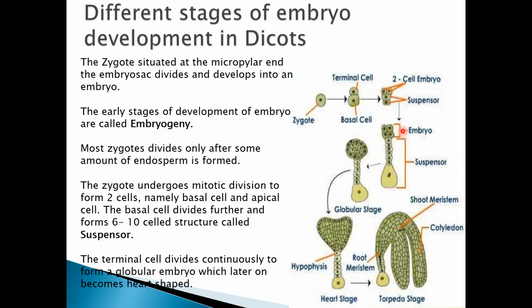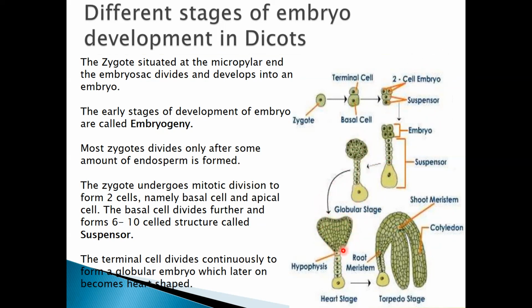Yes, so this is an embryo, this is a suspensor cell. Later what happens? It forms into a globular stage where the embryo is in a globular structure, one round mass-like structure, and this is the suspensor again. Later again it divides into the heart-shaped embryo stage. What is it?